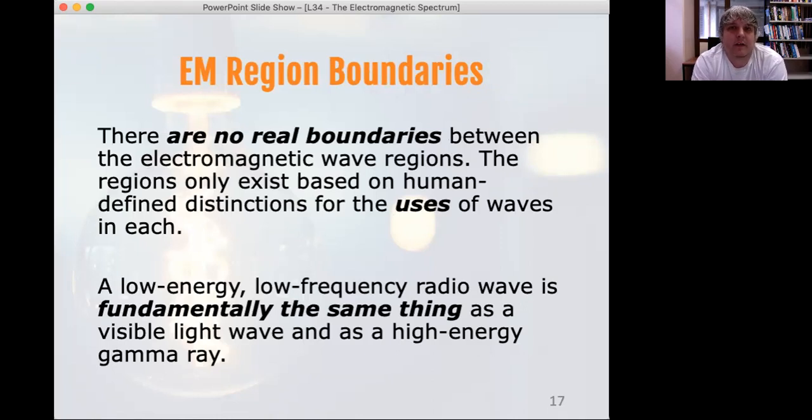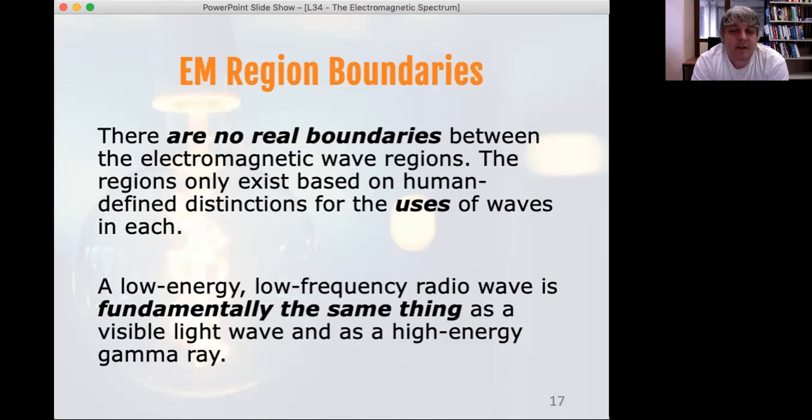Visible light waves are called visible light because they're the ones our eyes can detect, but other animals can actually detect other regions of the electromagnetic spectrum that we don't call visible light, even though they're visible to those other kinds of animals. So the names for these categories, for these regions, are based purely on our use of those waves. Right? That's it. It's just an arbitrary name that we've given it based on what we do with it.